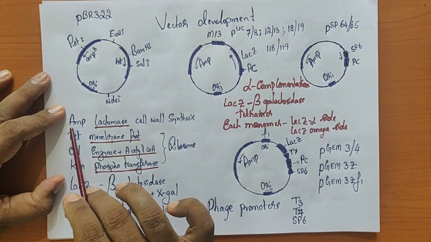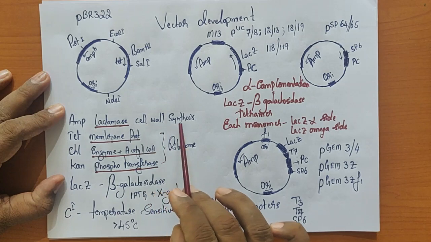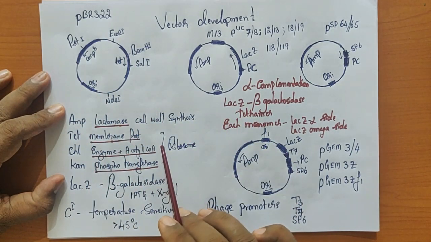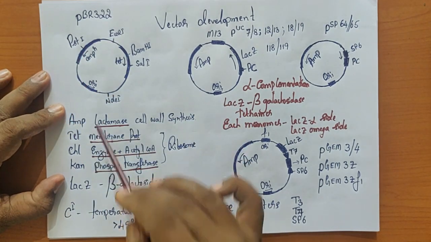Normally, ampicillin is an antibiotic. It interferes in the cell wall synthesis of E. coli, thereby killing the microorganism. But in the case of resistance, what happens?